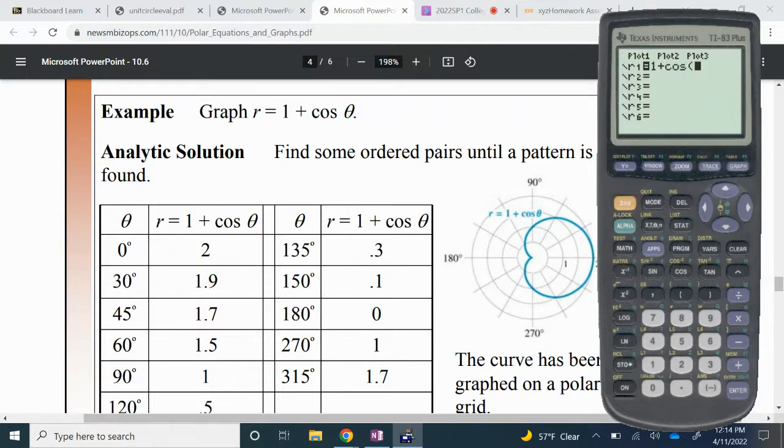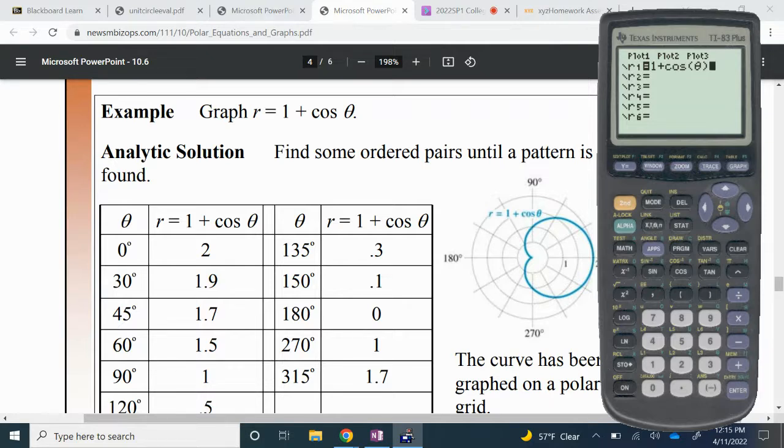So now where is theta? The key we were using before for x, since we've changed the mode on our calculator, now gives me theta. So I'm going to close off the parenthesis.